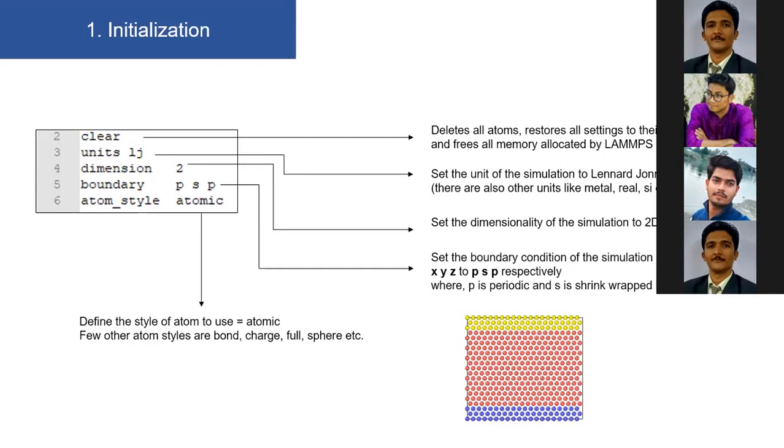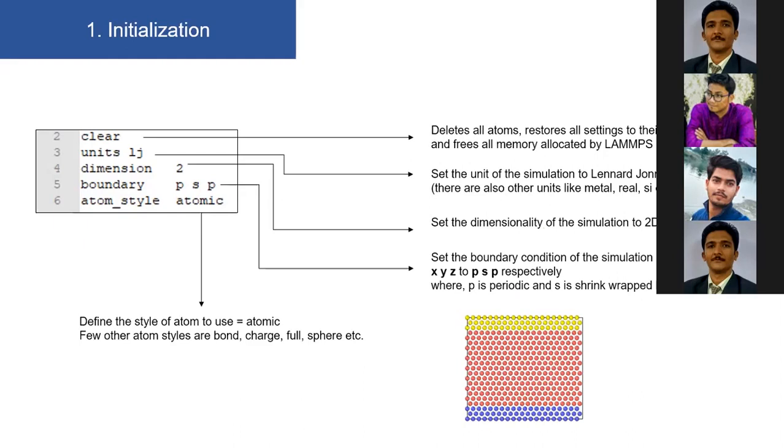Okay. Then the atom style. You can see the atom style is atomic. About this part, there are multiple atom styles in LAMMPS: atomic, then bond, then charge, full, sphere, and many others. What it does is it defines how the atom should be. Its default value is atomic. Okay. Suppose you were using a charged particle, an atom with charge. Then you have to define the charge of the atoms, right?